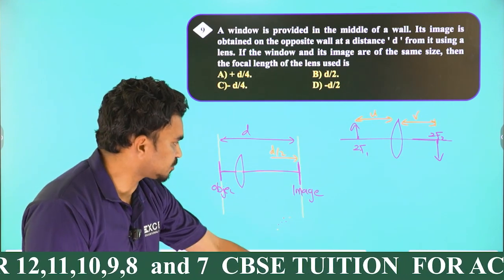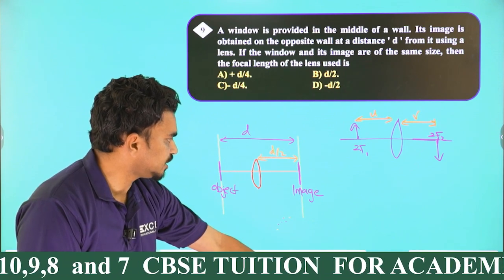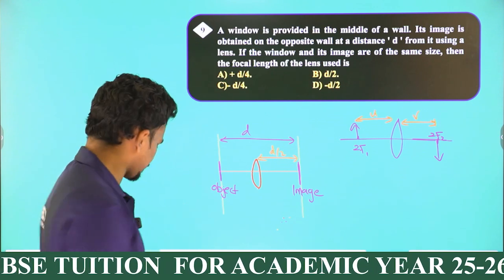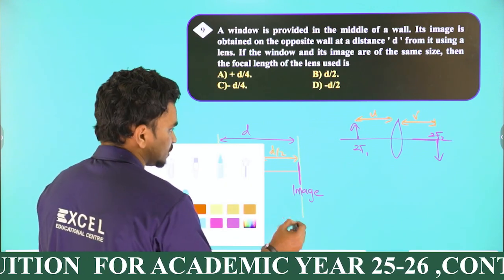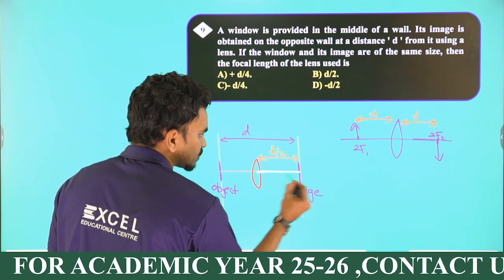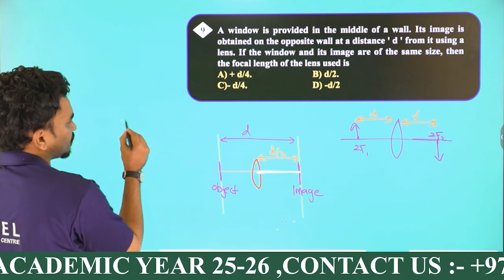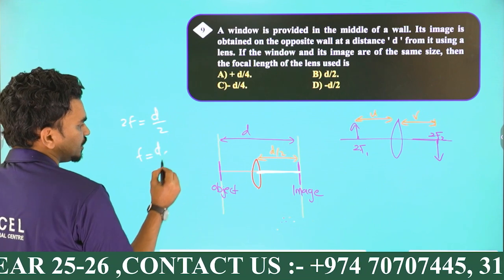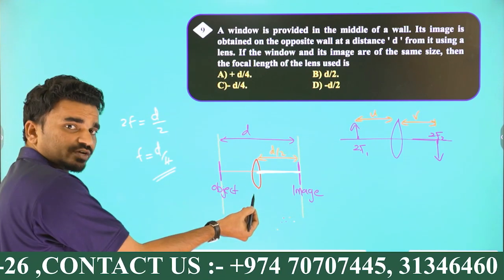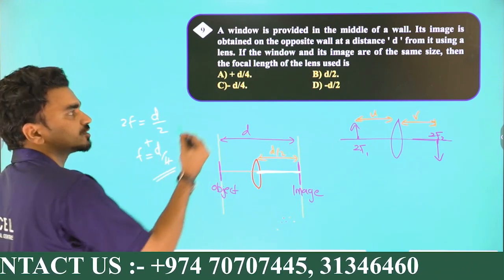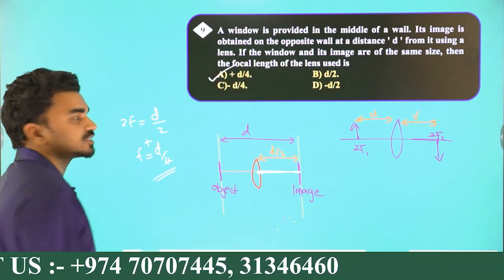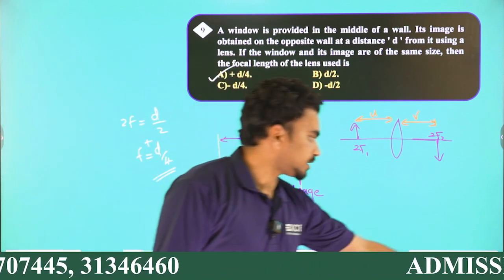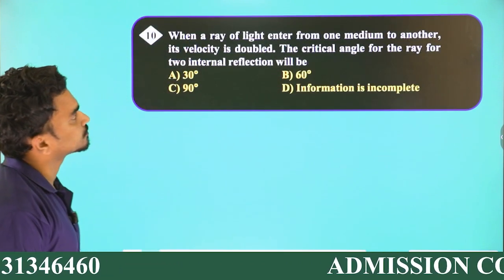So this condition can be achieved only when the lens is exactly in the middle, and object distance and image distance must be the same. And one more point, this image distance is also equal to what? Twice the focal length. So twice the focal length is d by 2. So the focal length is d by 4. Since it is a convex lens, the focal length will be positive, as I said before. So plus d by 4 is the answer. Fine, right? Let's go to the next question.